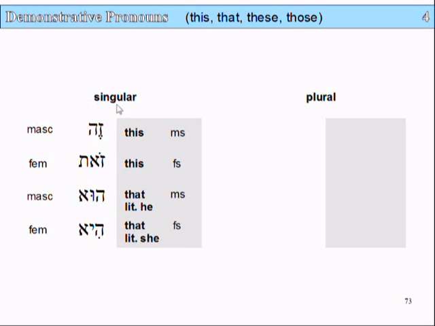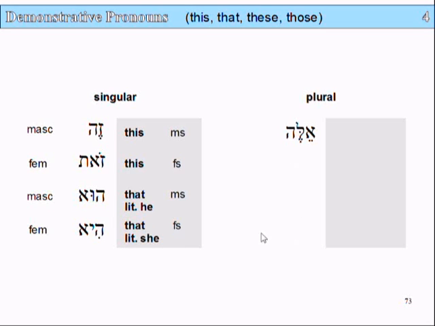So if we want to say this, we say zay. And if we want to say this, but it's a feminine thing, we say zot. And if we want to say that, then we say hu, if it's a masculine thing or a person. And if it's a feminine thing or person, the word for that is hi, just like the word for she in Hebrew. So it's the same word.